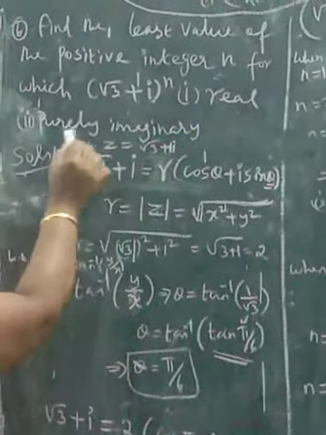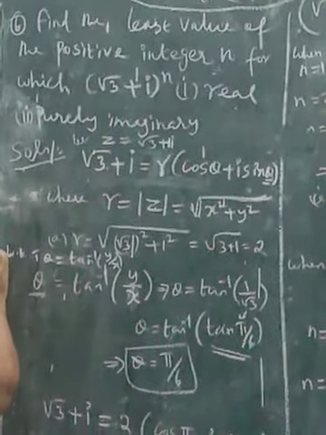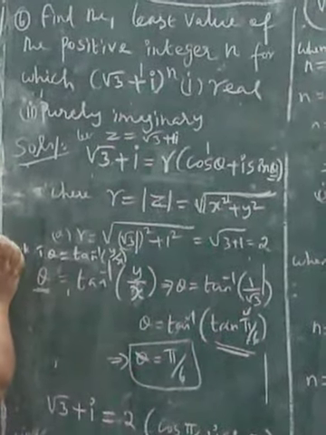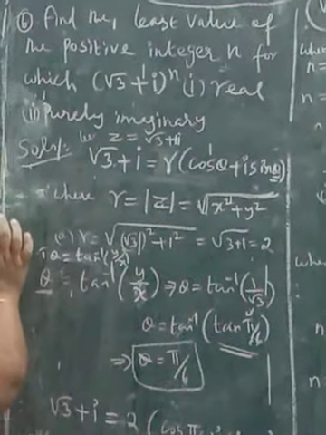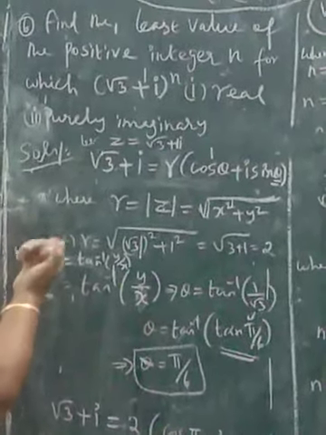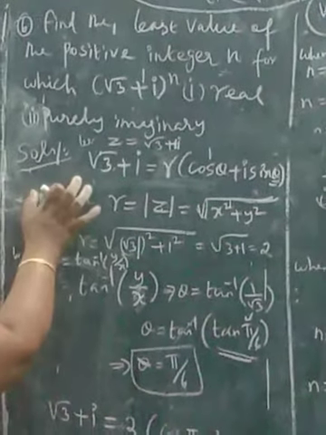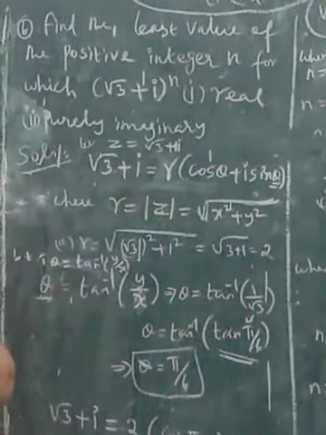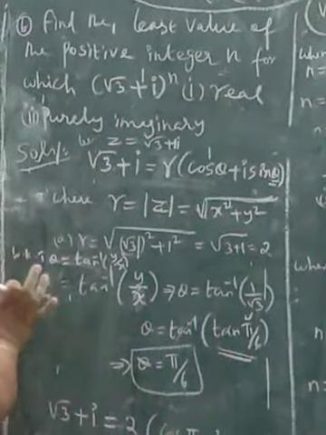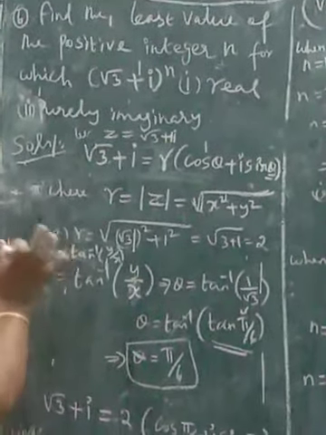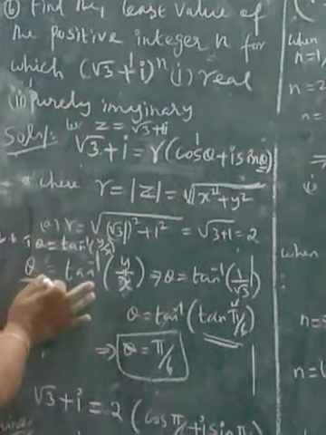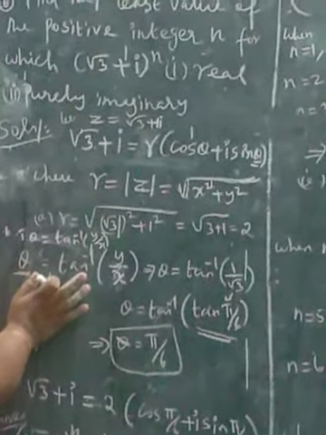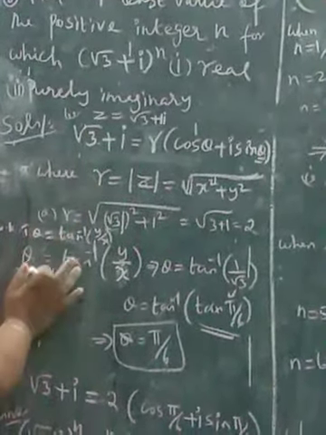real, purely imaginary. See, in the previous problem, some values were given and from that we found some other values. But here, this is an entirely different problem. There is no connection between the previous problem and this problem. We are going to use a new concept in this problem. You will learn this concept in exercise 2.7.